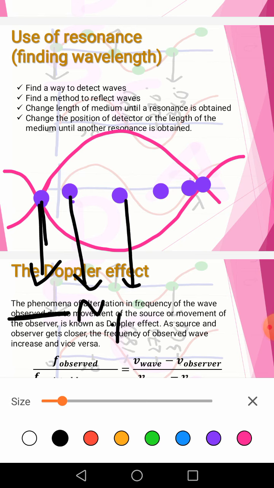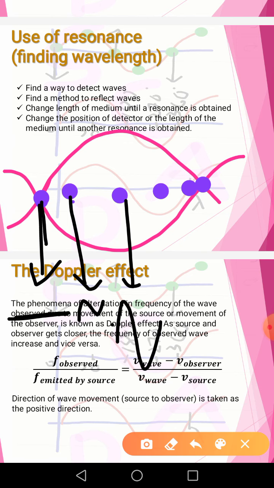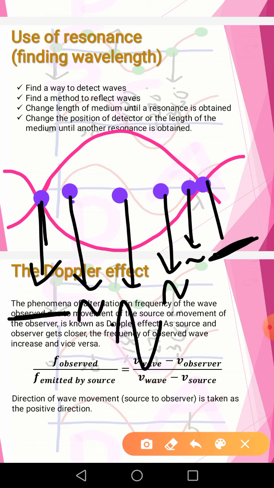At this position the CRO screen will show a large reading, because you know that this is the antinode, so a large reading would be obtained. Here the CRO screen shows a small reading, here a further small reading, and here just a simple horizontal line indicating that there is no reading. That means this is another node.